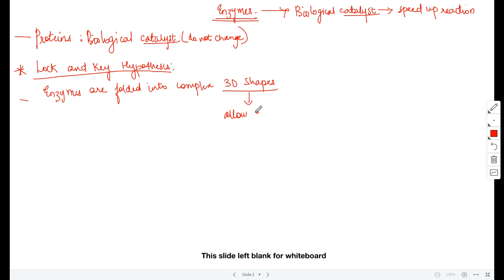3D shapes allow smaller molecules to fit, and these molecules fit into these places, and they are called the active site.